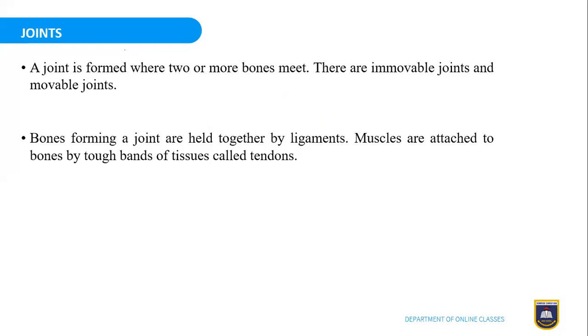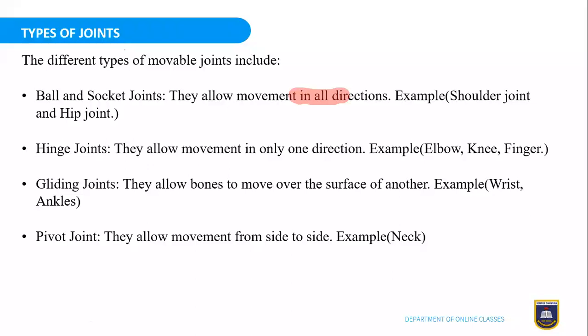Muscles are attached to bones by tough bands of tissue called tendons. Remember that when we discussed the skeletal system, I made mention of tendons, cartilages, ligaments and bones; all these make up the skeletal system. Now, I said in the previous slides that joints can either be movable or immovable. Immovable joints don't allow movement, they cannot move. But the movable ones allow movement in all directions, allowing the bones to move.